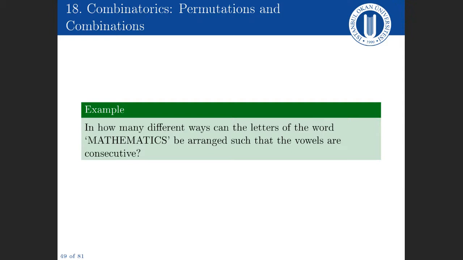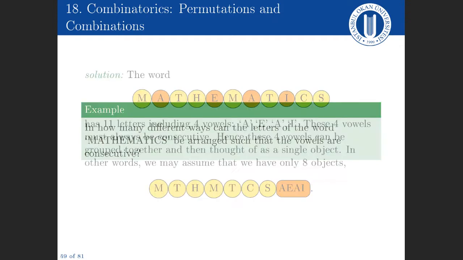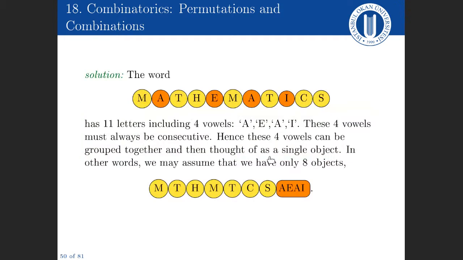Let's do a similar example. In how many different ways can the letters of the word mathematics be arranged with the extra rule that all of the vowels are consecutive or next to each other? The word mathematics has 11 letters. That's 4 vowels and 7 consonants. But the rule is these 4 vowels, which are colored in orange, must always be next to each other.